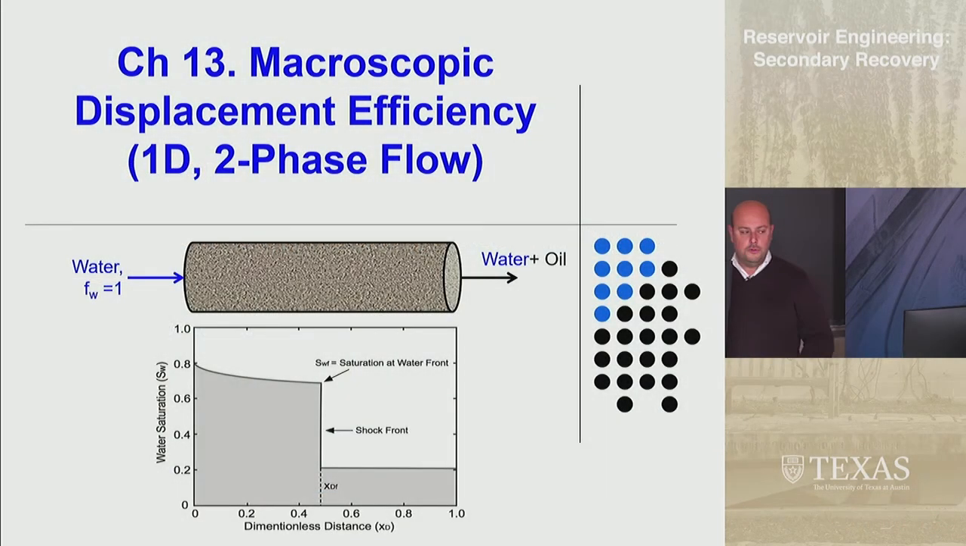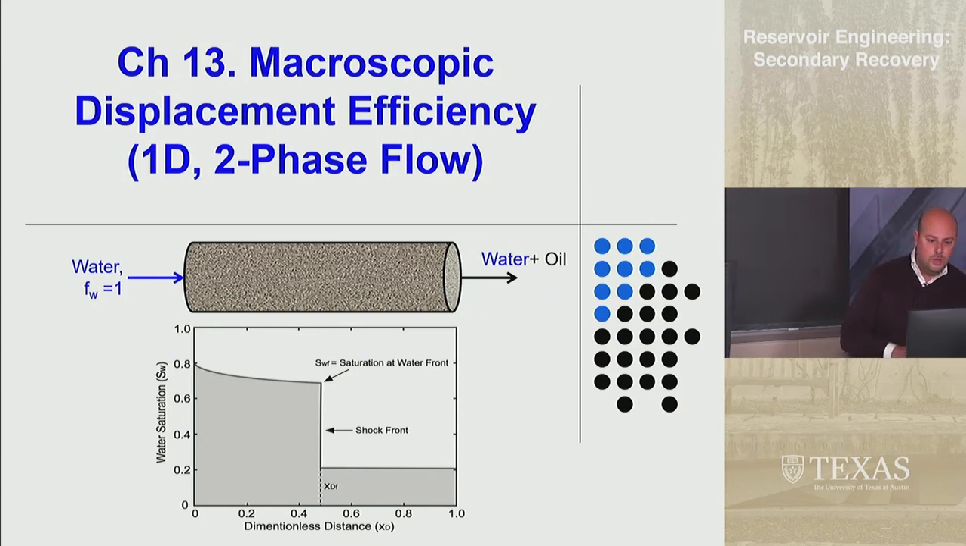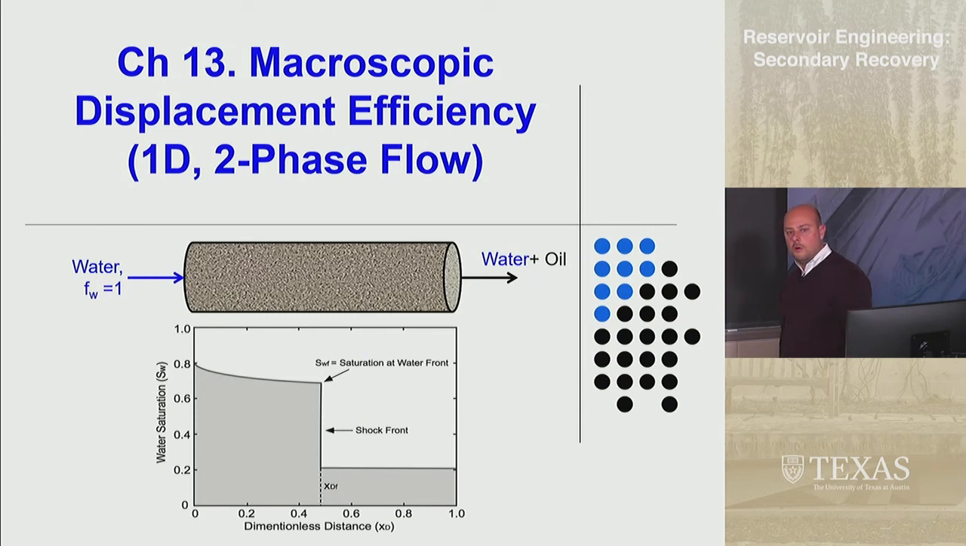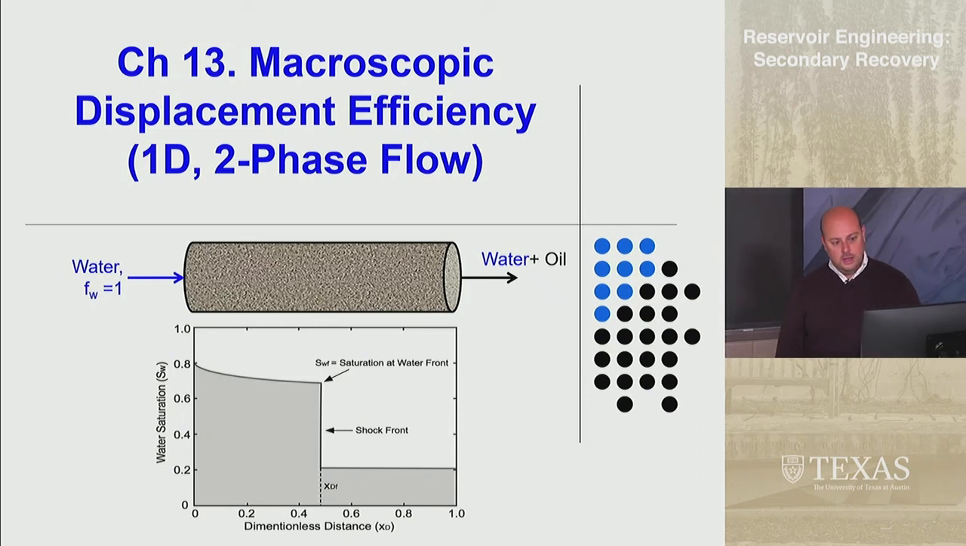We're talking about chapter 13, and what we're talking about is displacement efficiency in one dimension. You can think of it as being this rock core where we inject water, so 100% water, fractional flow is equal to 1. It pushes oil out, so on the other side we produce oil.